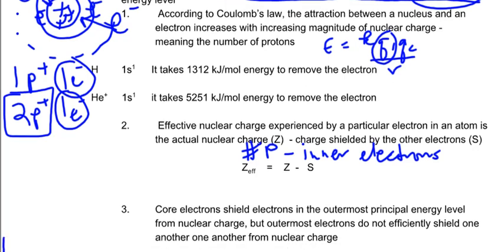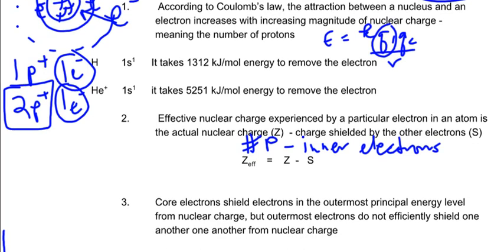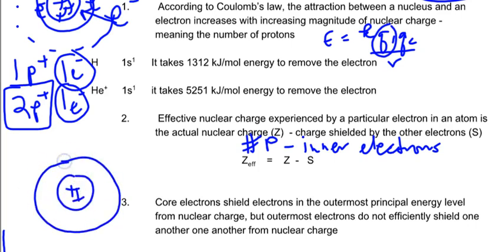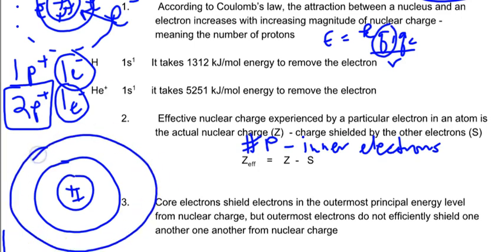It says core electrons shield electrons in the outermost principal energy level from nuclear charge, but the outermost electrons do not efficiently shield one another from a nuclear charge. So if I have, here's my nucleus in here with a bunch of protons, and here are my inner electrons, here are my outer electrons. What they're saying is that these inner electrons are effectively shielding these outer ones, but the electrons over here are not shielding each other, okay? It's only the inner electrons that are shielding, that are blocking those electrons, okay?